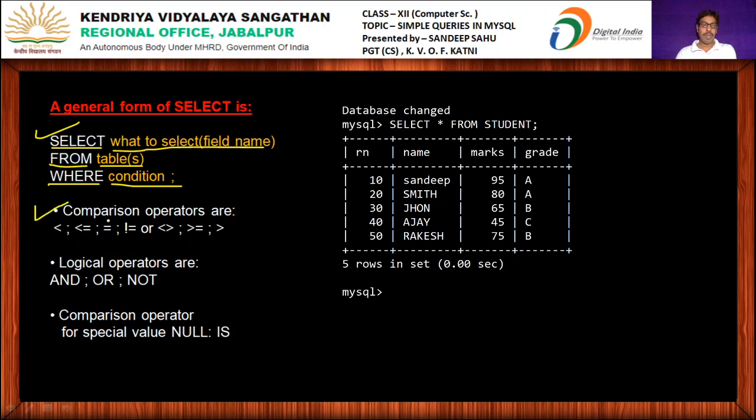Let's discuss these operators. Comparison operators: less than, less than or equal to, not equal to, which can also be written like this, then greater than or equal to, and greater than. All these are known as comparison operators. Logical operators: and, or, and not. These are logical operators.